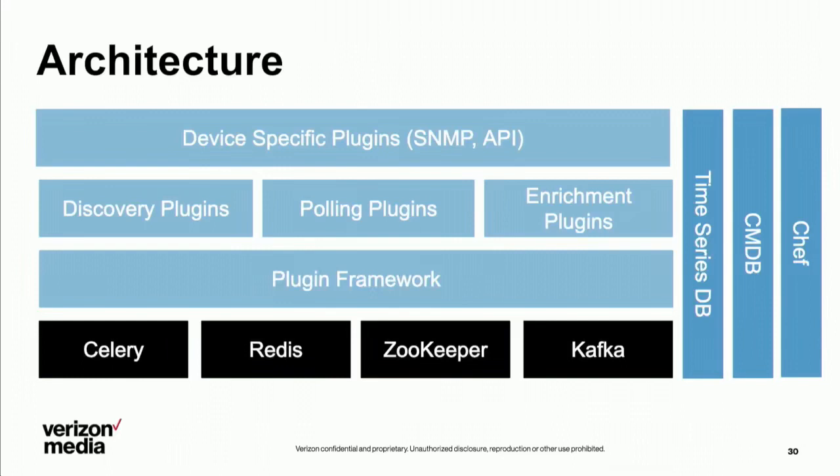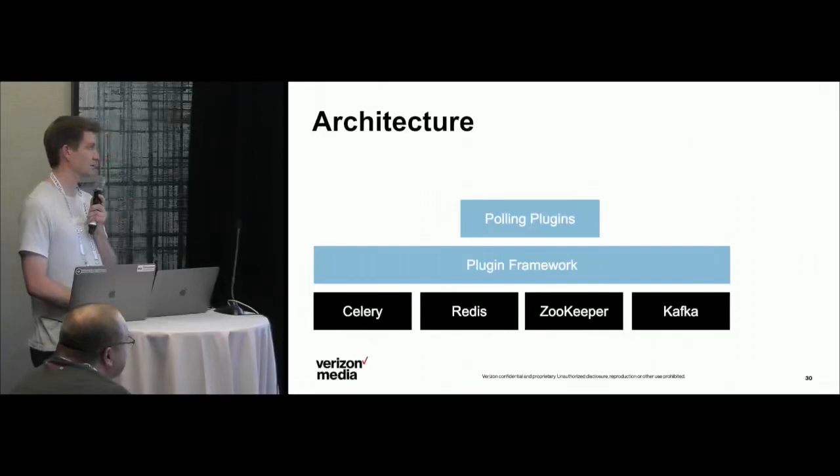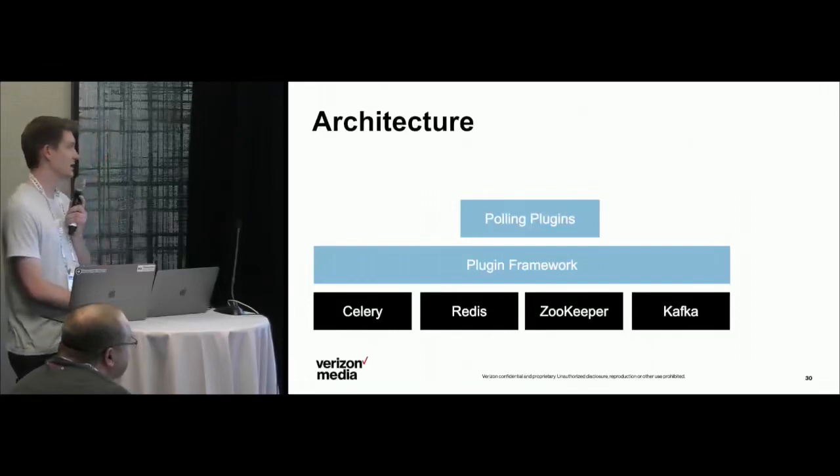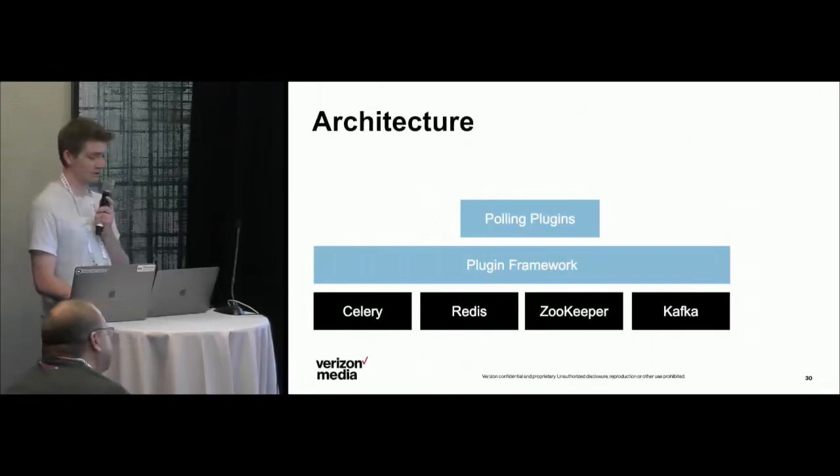We have Chef and a time series database on the right, and the Framework, which provides the hooks to the external services and stitches the bottom dependencies and the plugins together. And then we have device-specific APIs on the top. But for this talk, I'm really only going to be focusing on polling plugins and the interaction between the plugin and the framework.